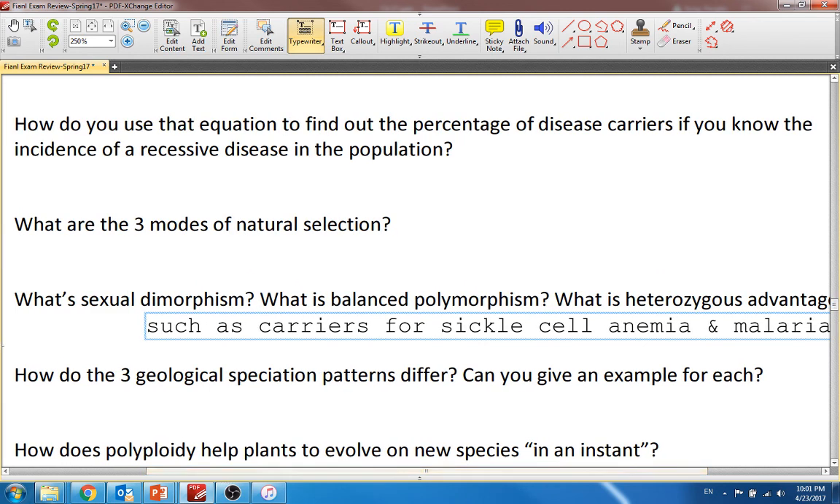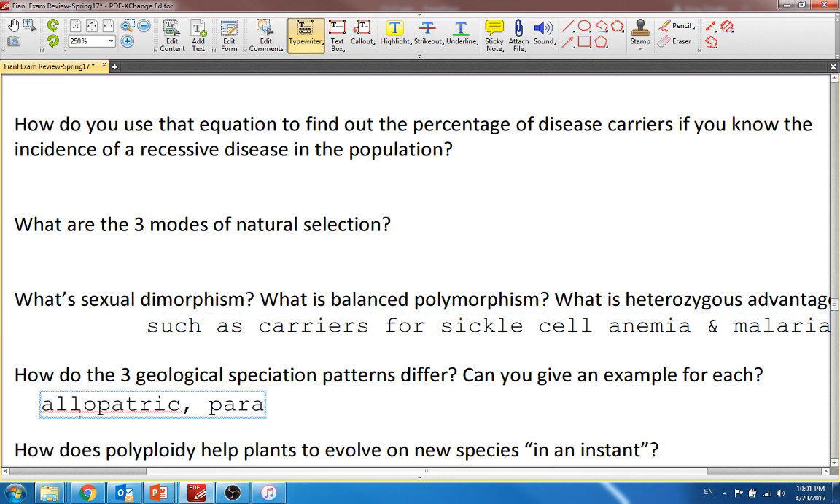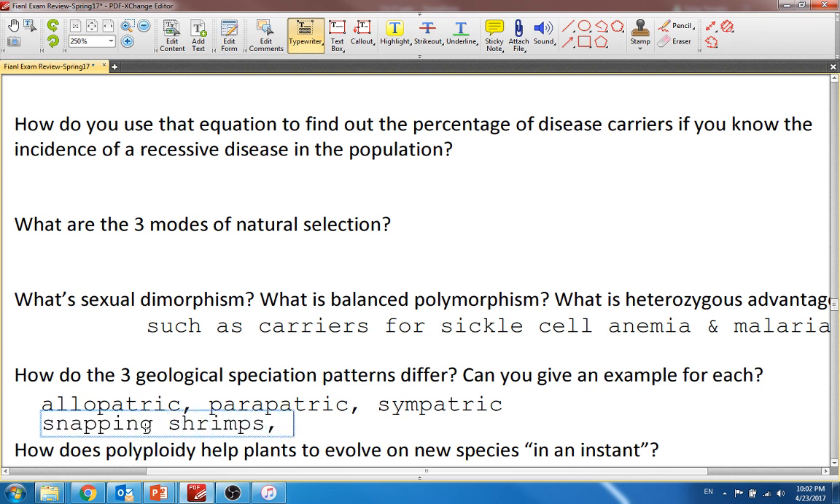Number 6, how do the three geographical speciation patterns differ? Allopatric, that means the two species are found on the two sides of a geographical barrier. Parapatric, on the same side. And then the last one is sympatric, that these species are mixed very well in the same environment.